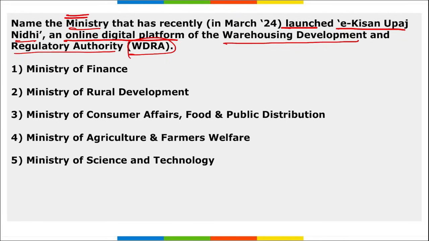So which is that ministry? It is Ministry of Consumer Affairs and Food Public Distribution, right? They have recently launched E-Kisan Upaj Nidhi. This is an online digital platform of WDRA. This platform will enable the farmers to secure collateral-free loans from the bank against their farm produce that will be stored in the warehouses of this WDRA.